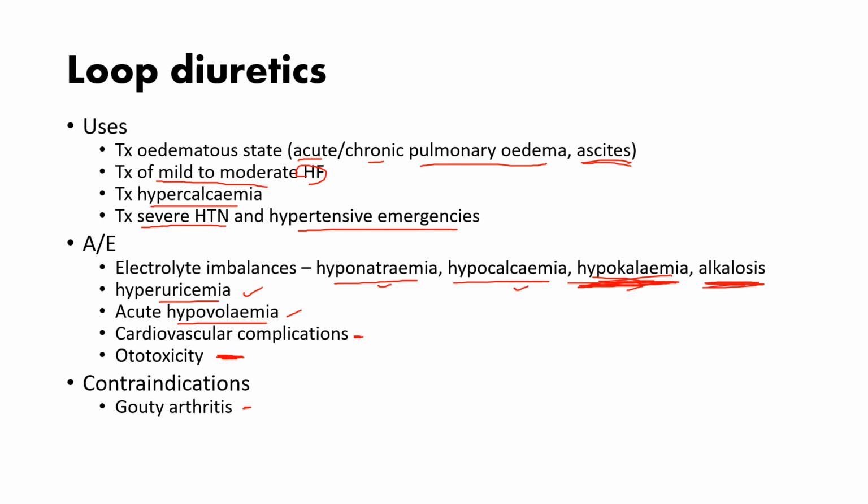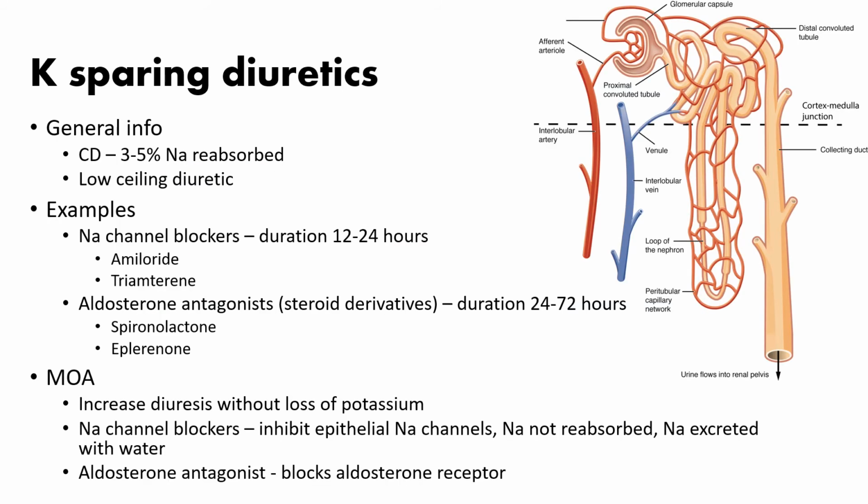metabolic alkalosis. So potassium-sparing diuretics, they work mainly at the level of the collecting duct as well as on the late distal convoluted tubule. So this is the late part of the distal convoluted tubule going to the collecting duct. So at the level of the collecting duct, we reabsorb usually 3 to 5% of our sodium, okay? So potassium-sparing diuretics are low-ceiling diuretics, which means that they are not very potent. Certainly not as potent as our thiazide diuretics, which are medium-ceiling, or our loop diuretics, which are high-ceiling diuretics. So loop is the most potent diuretic.